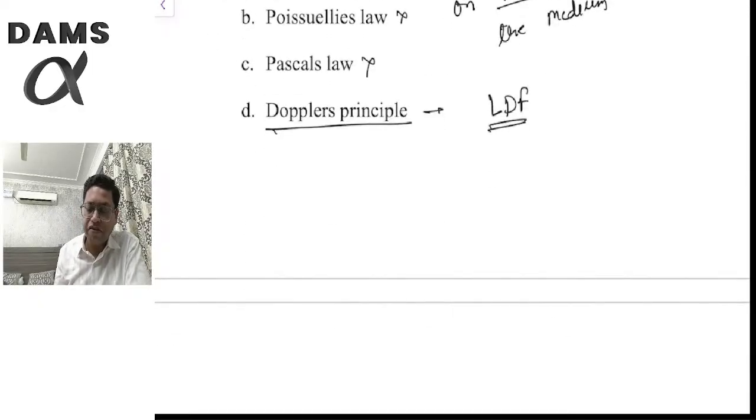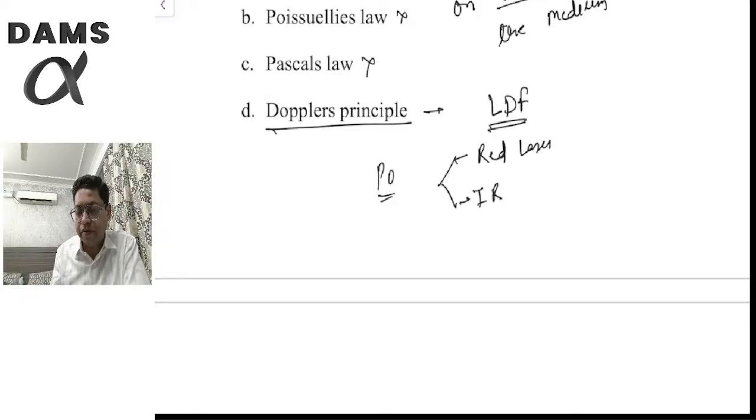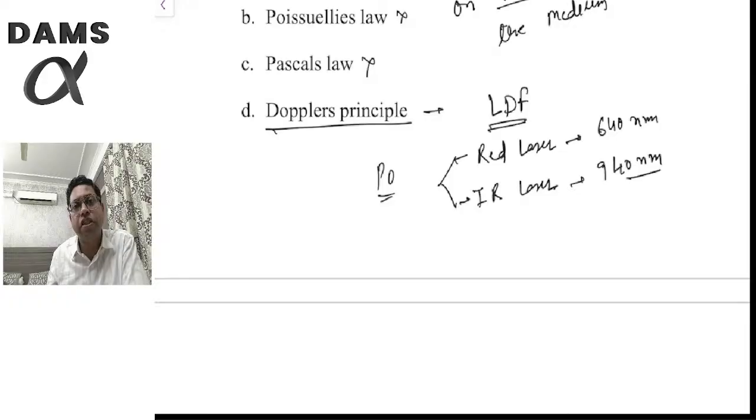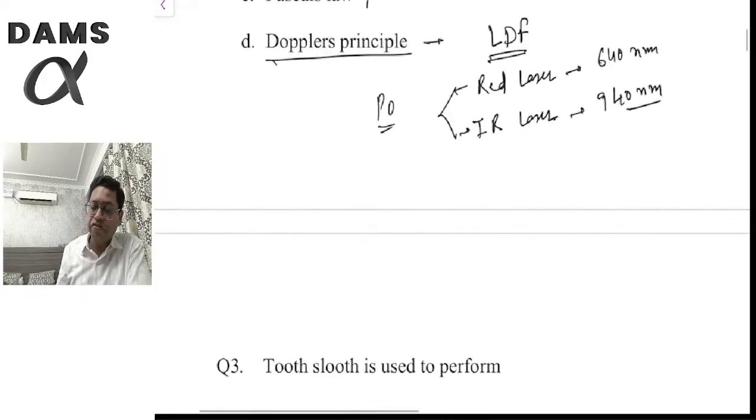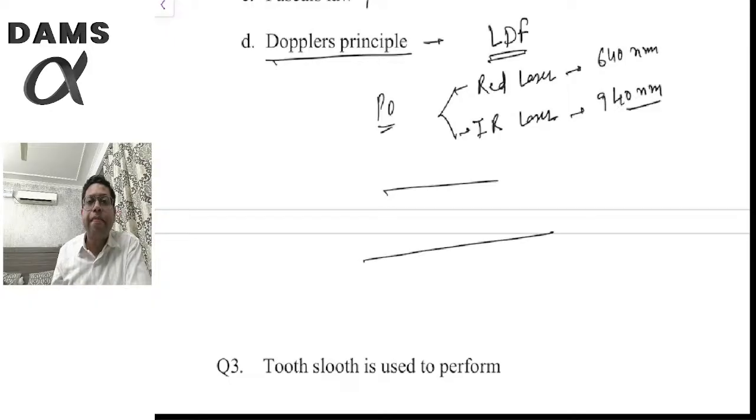And all of you know that pulse oximeter basically uses two lasers, red and infrared laser. The red laser has a wavelength of 640 nanometers and infrared laser has a wavelength of 940 nanometers. All of you must have used pulse oximeter, which has become very common after the onset of COVID. It has become a household appliance that everyone has been using to measure blood oxygen saturation levels.